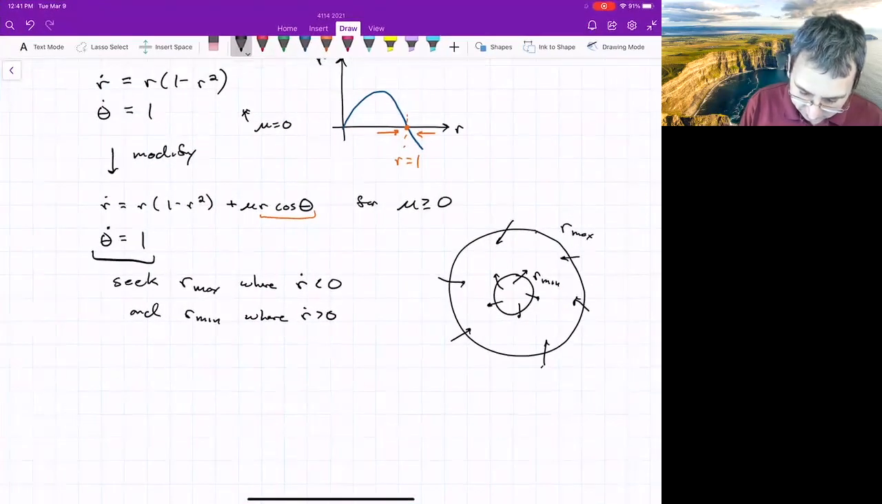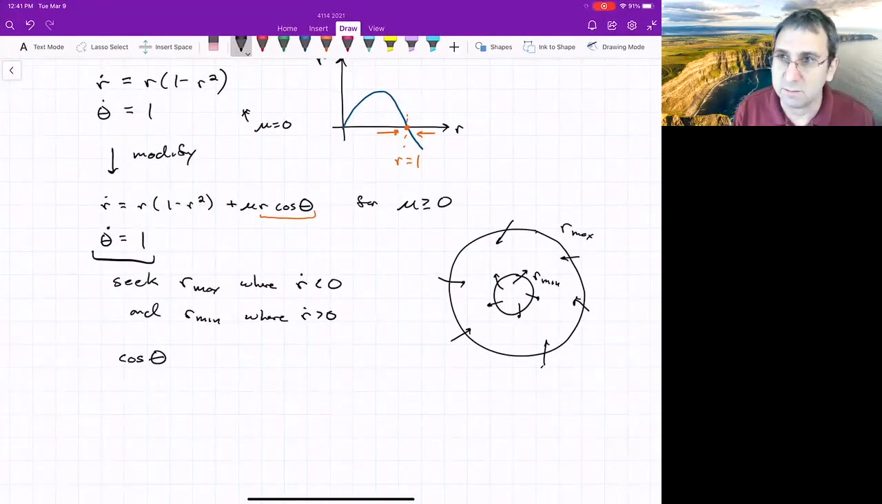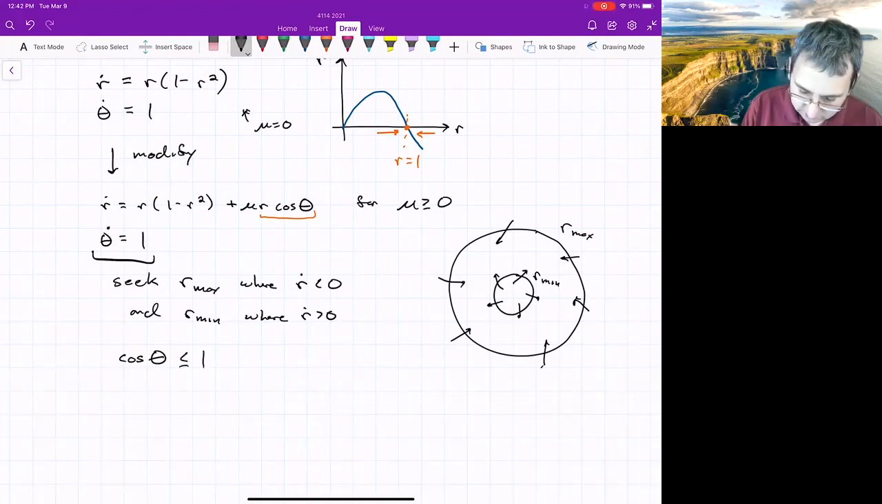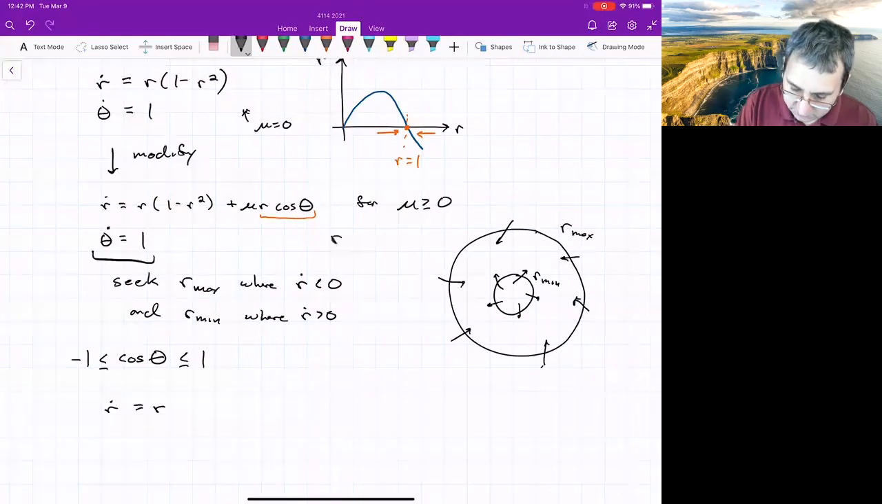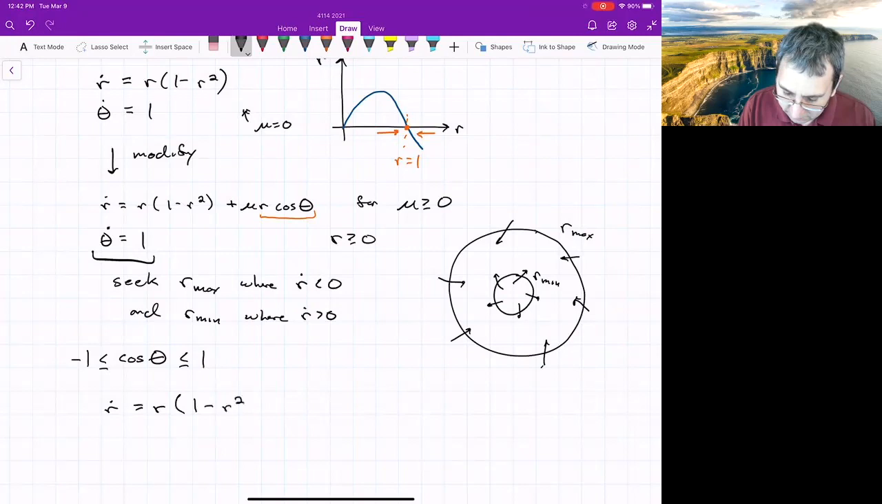Well, cosine theta, we know, goes between -1 and 1. So it's less than or equal to 1, greater than or equal to -1. So if we write R dot, let's rewrite this. Notice we could pull out an overall R, where R is greater than or equal to 0. We get 1 minus R squared plus mu cosine theta. Let's start with R max.